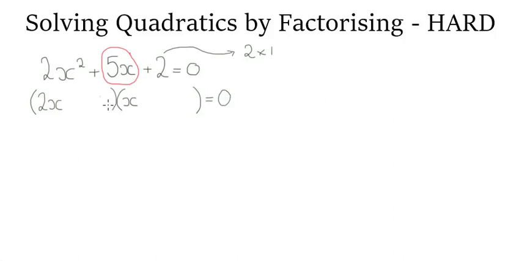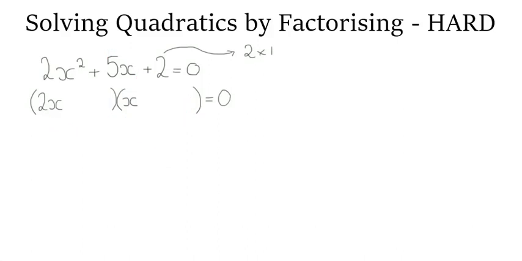So let's first imagine that 2 is here and 1 is here. What do I get when I expand this? Well, I'm going to get 2x and 2x. So 2x and 2x. But that's got to equal to 5x, which it doesn't, so that does not work.